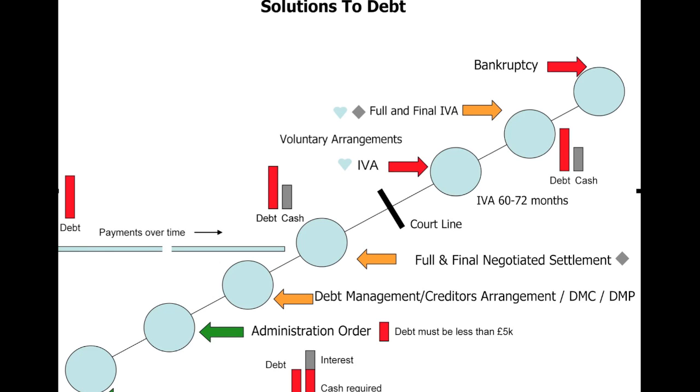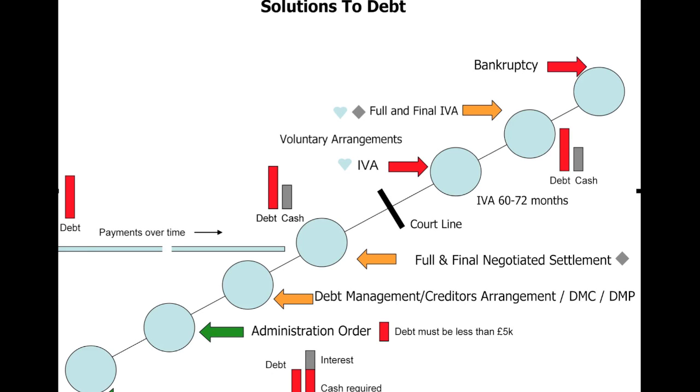Here is a summary of the debt solutions, if you like, all on one page. So at the bottom here, we've got consolidation loans. Again, you start off with a debt, and if you take another loan, of course, you've got the interest, and that's the problem. If you get interest on interest, that's compound interest, and again, that's not a particularly good solution.